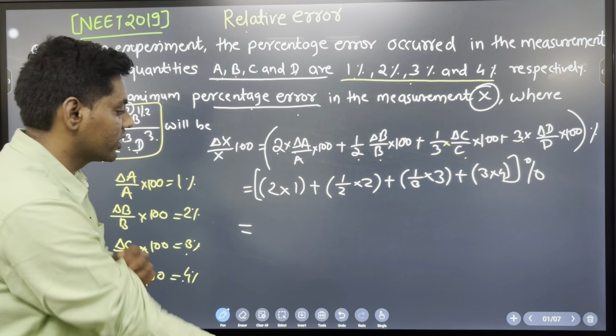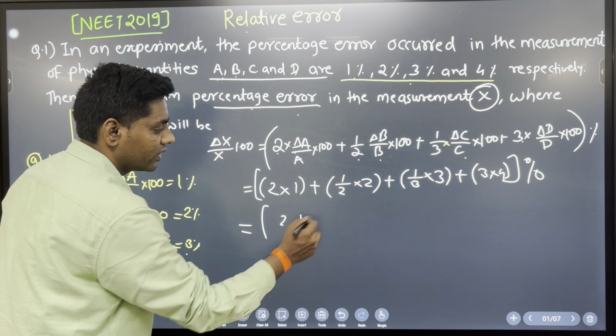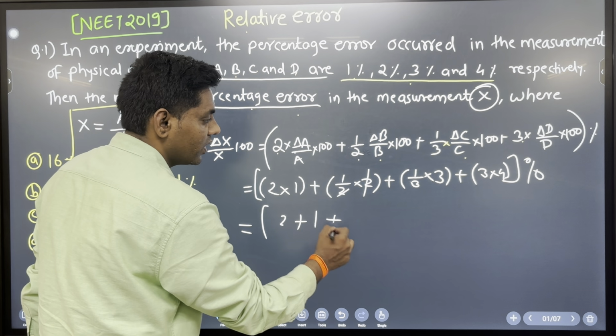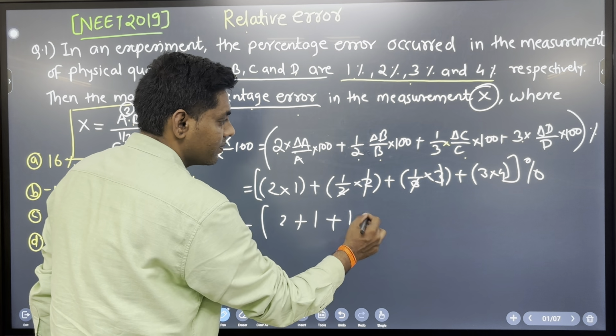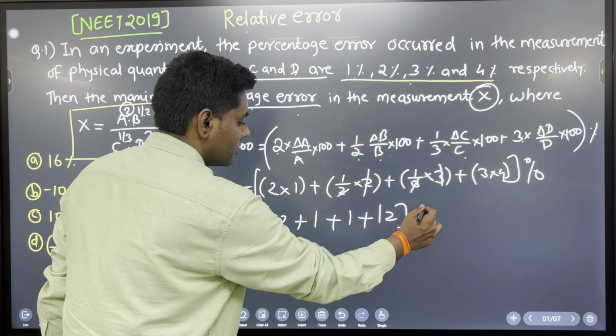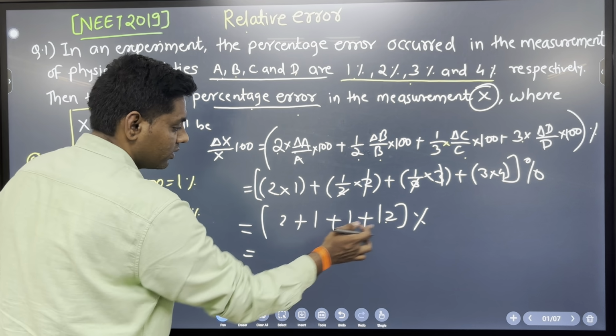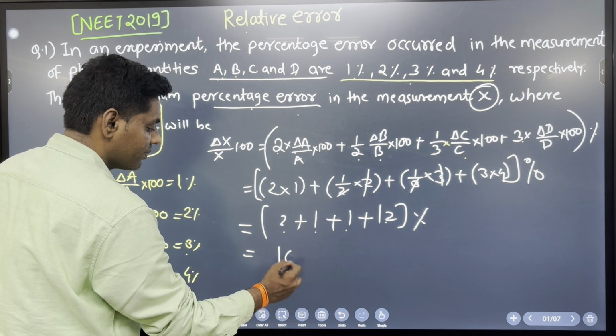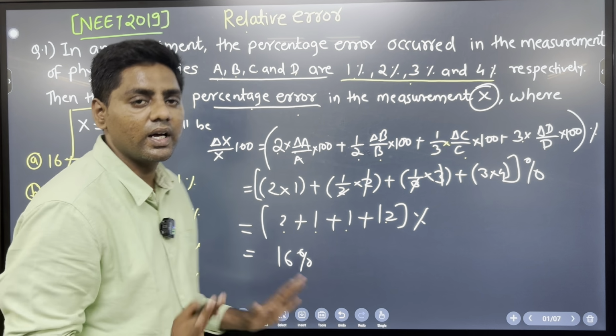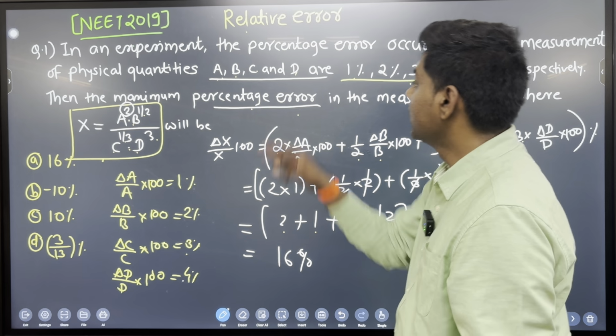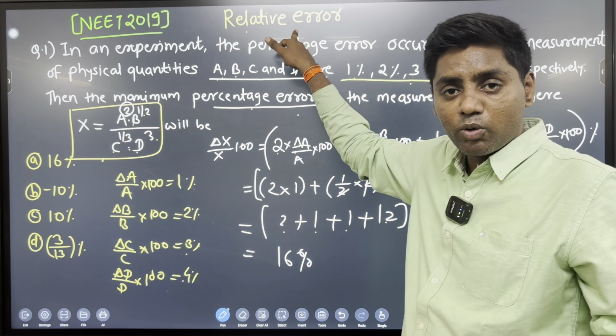So tell me what is the answer? 2 ones are 2. After that the 2 cancels, it becomes 1. The 3 cancels, it becomes 1, and 4 3s are 12. So count it: 12, 13, 14, 15, 16. So it becomes 16%. In such a way we solved the question of relative error.